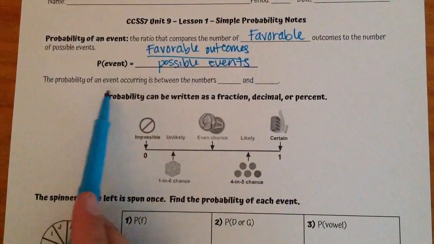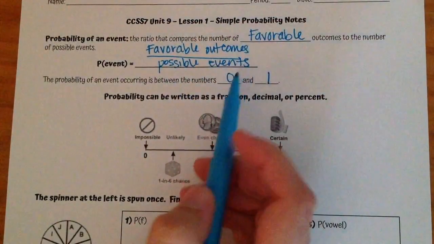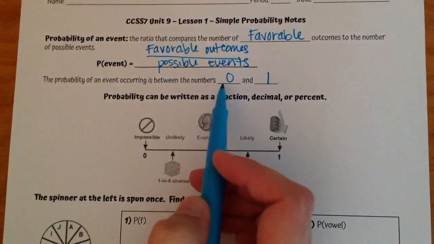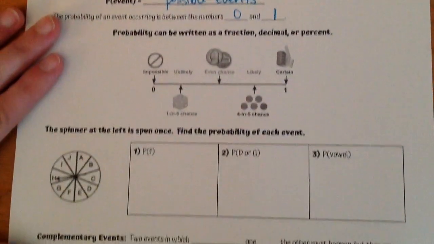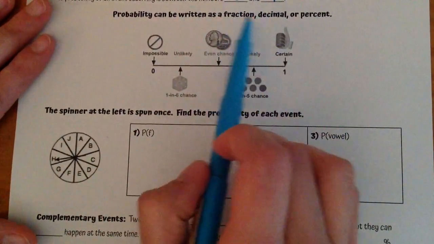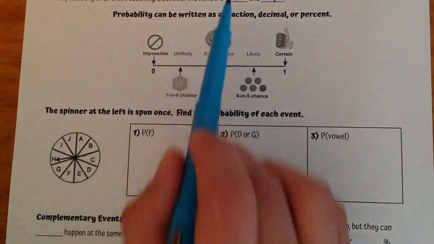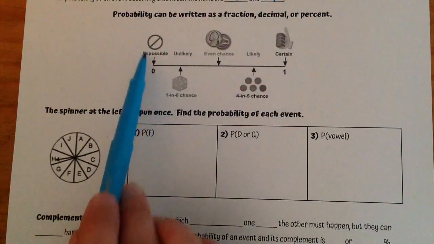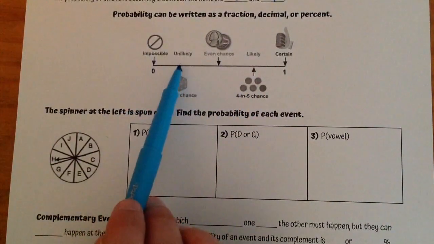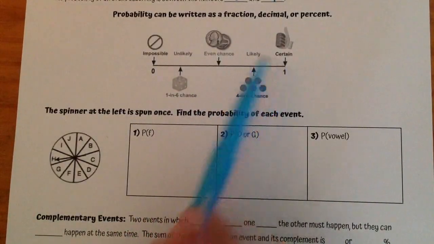The probability of an event occurring is between 0 and 1. So either there's absolutely no probability of it happening or 100% this is going to happen. We can write it as a fraction, decimal, or percent. We are really going to be focusing on writing as a fraction. But just showing here, right, things can be impossible, they can be unlikely, 50-50 chance, very likely, or 100% certain of happening.